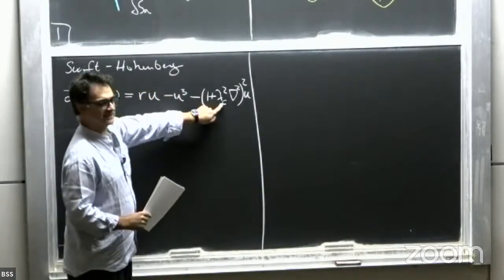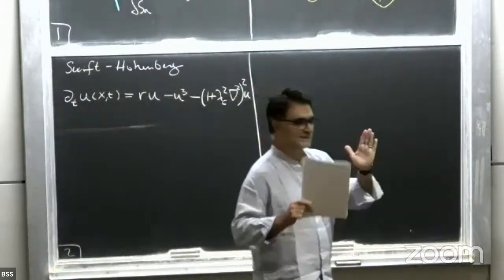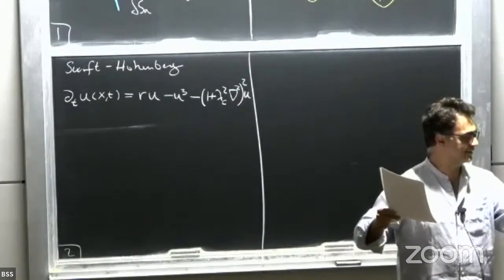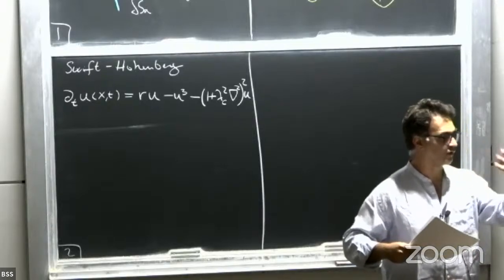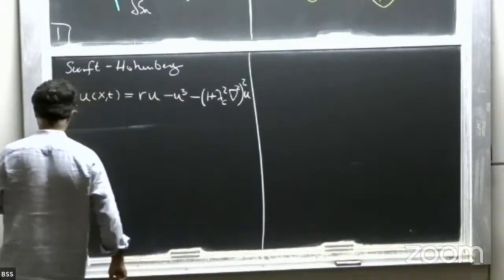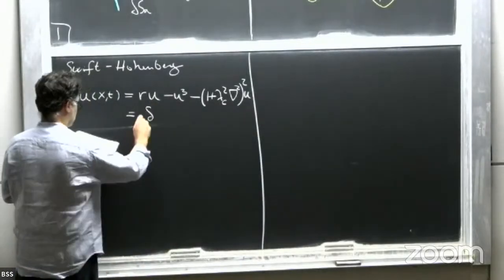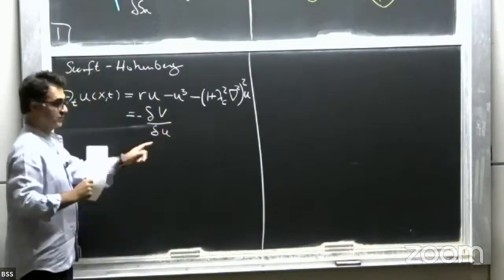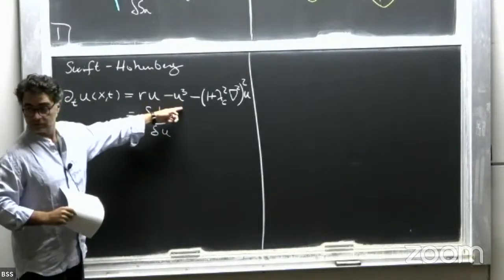And this lambda_c, the interpretation, for now, is a wavelength that will set the wavelength of the pattern, or the periodicity of the pattern, whose onset we want to describe with this equation. So this right-hand side can be expressed as a variation of a potential, delta V with respect to delta U, variation with respect to U, the field.